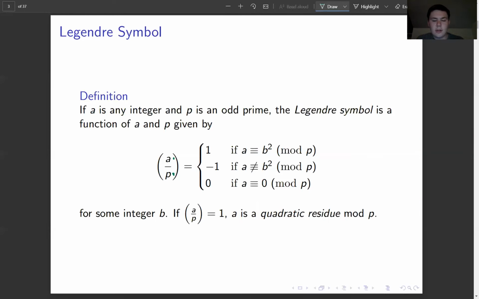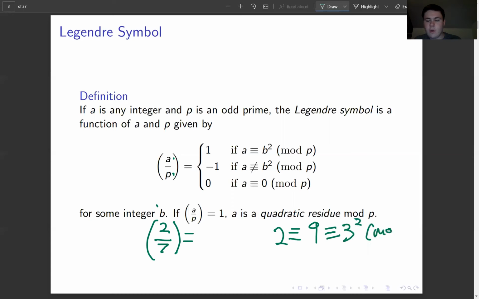And some terminology, if a over p is 1, that is if a is equivalent to b squared mod p, a is called a quadratic residue mod p. So as an example, let's consider maybe 2 and 7. Well, 2 doesn't look like a square number, but remember we're reducing mod 7. So 2 is actually equivalent to 9 mod 7, which is 3 squared. So it turns out that 2 is in fact a quadratic residue of 7 because it's equivalent to 3 squared in mod 7.